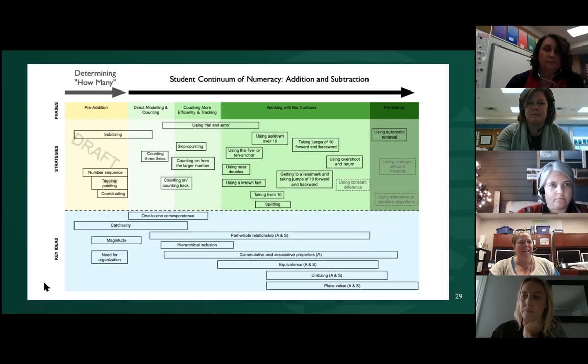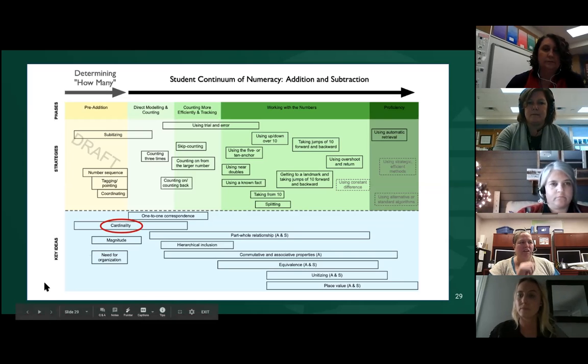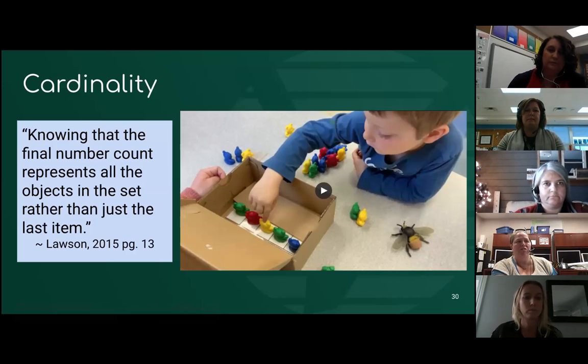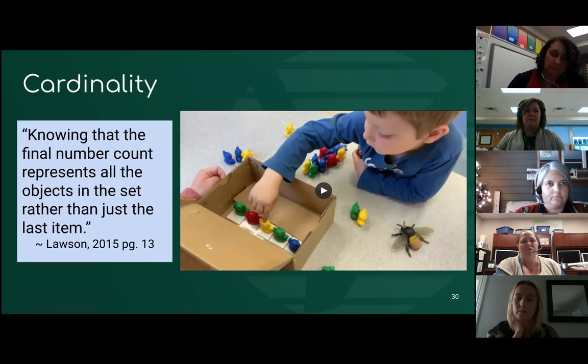They don't yet have one of the key ideas that we're going to talk about in just a second. So cardinality's already come up. So I'm just going to throw the definition out there, which is knowing that the final number represents all the objects in the set rather than just the last item. So one of the important things for educators to know about this is that when the student is finished counting and they reach the final number, it's really important to ask, so how many are there? And not to just assume that because they hit the correct number at the end that they actually know that that's how many are in the set.